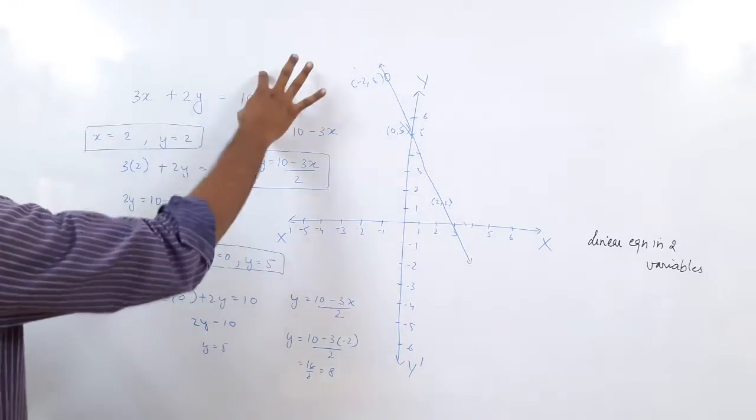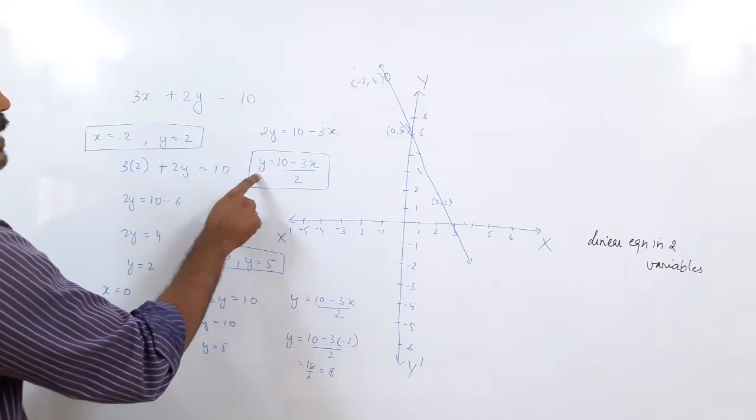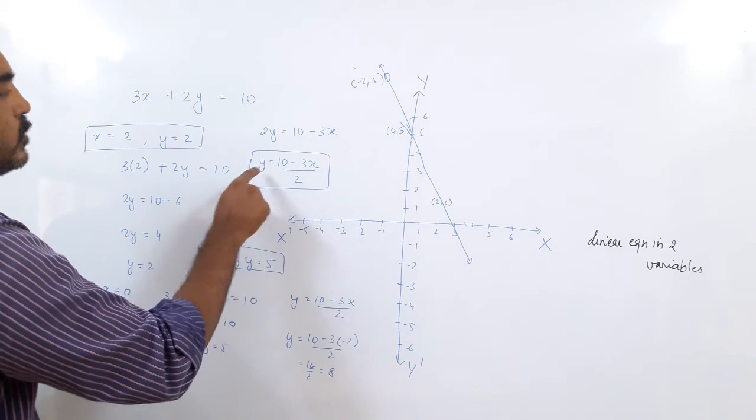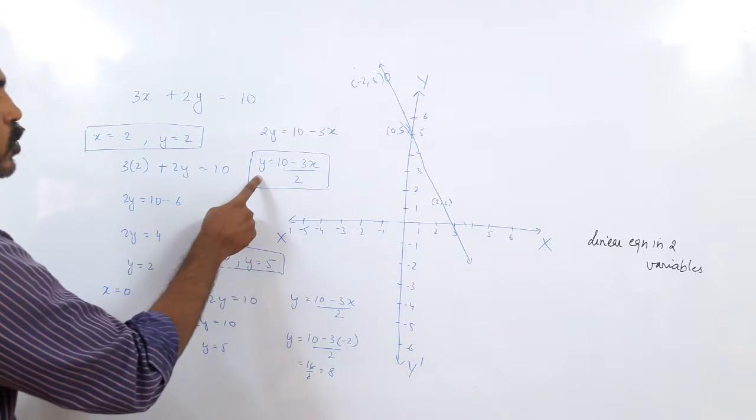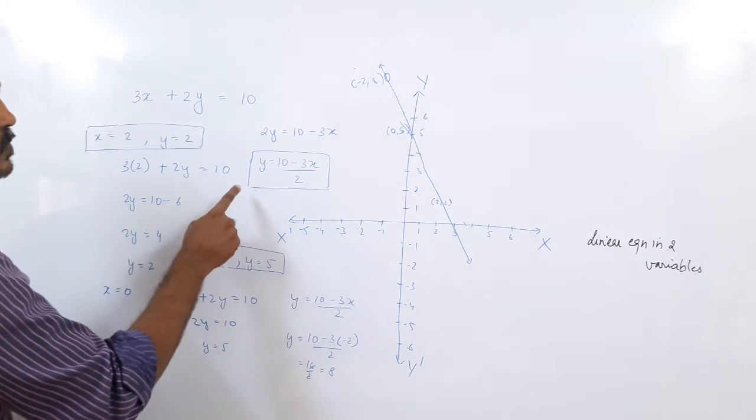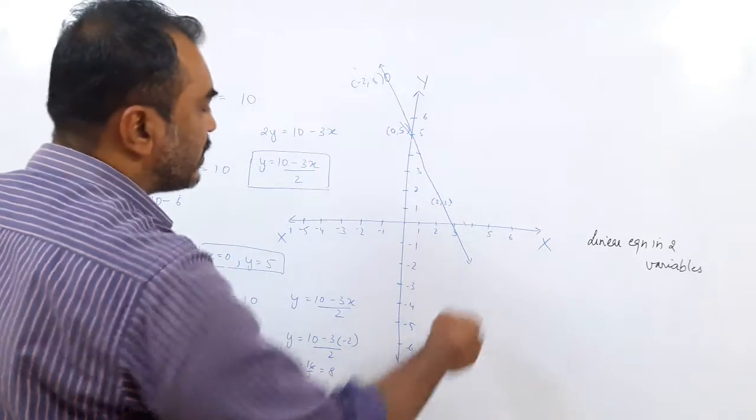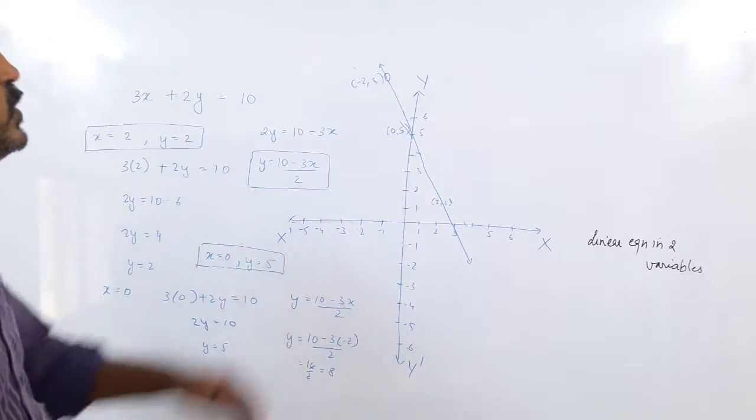So from this equation, I rearrange to get y as the subject of the formula. So y depends on x. I keep on changing the x and correspondingly the y keeps on changing. And when I plot the graph, I get a straight line. But which point should I take?